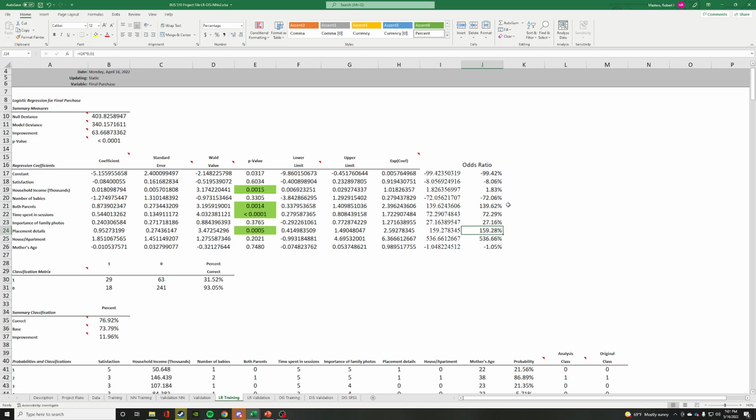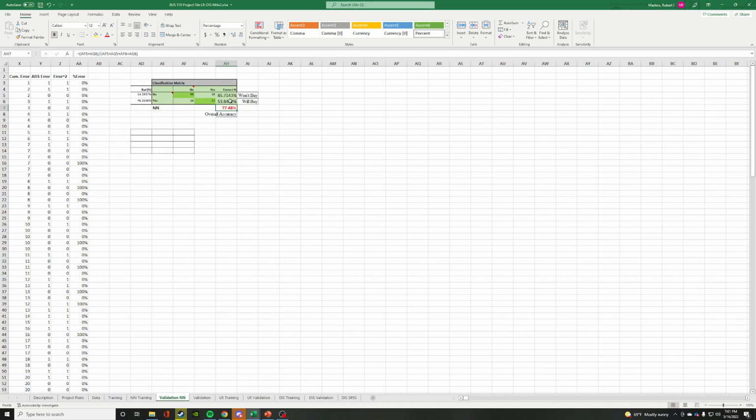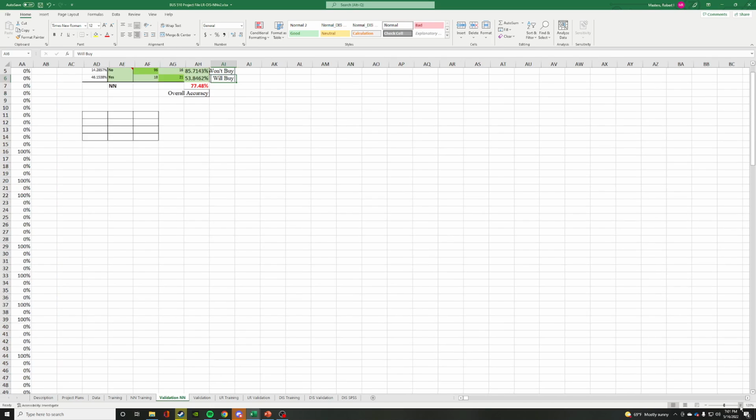We'll take a look at some of the validation sets to see how these models actually predict relative to the data, so we can see how accurate it is. So we trained the neural network set, did pretty well. When we actually validate it, doesn't do quite as well. It is really good at telling us who is not going to purchase based off the classification matrix. It is not so good at telling us who is going to purchase, 53%.